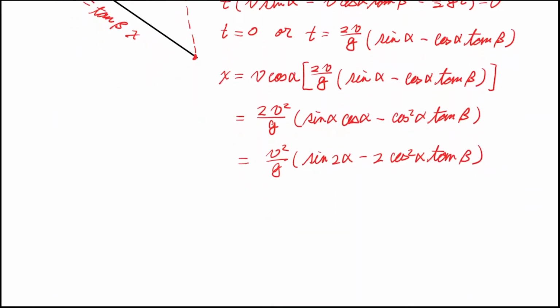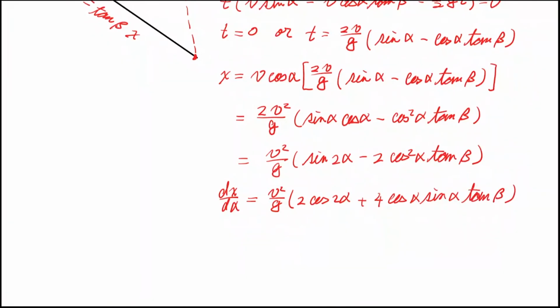Now I'm going to take a derivative with respect to alpha. So v squared over g is constant, and this, of course, becomes cosine 2 alpha, chain rule 2, and then cosine squared, this thing is minus 4 cosine alpha, and the chain rule, make that plus sine alpha. You with me? Tangent beta. Say you're with me. We're with you, Mr. Kim.